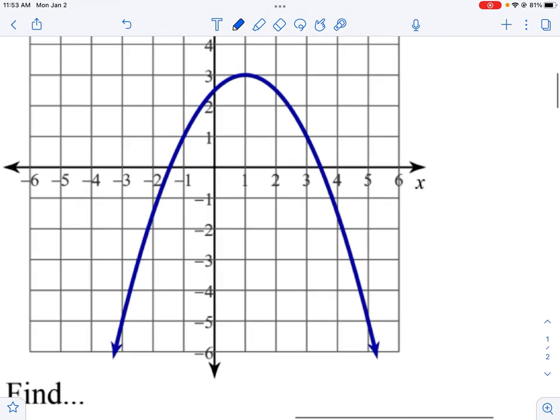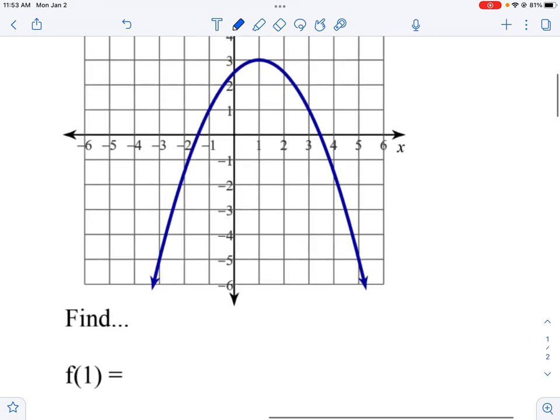So let's go to this next one. If we need to find f of 1, you need to go where x is 1, and then you go up or down until you hit your function, which is going to be right there. The y value there is 3. So this is the point 1, 3, which means f of 1 is 3.